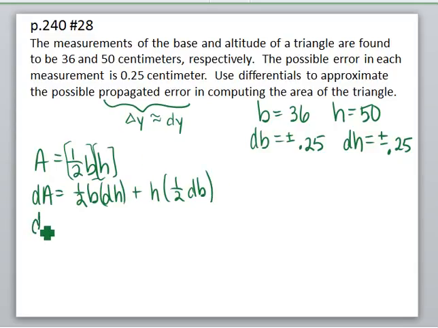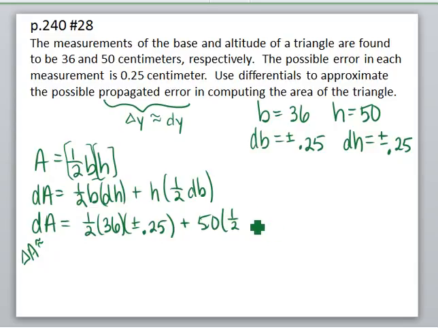What that ends up giving me is that my dA, or my change in A, which is approximately dA, is equal to 1/2 times my base length, which was 36, times my propagated error, plus or minus 0.25, plus my height, which is 50, times 1/2 times plus or minus 0.25.